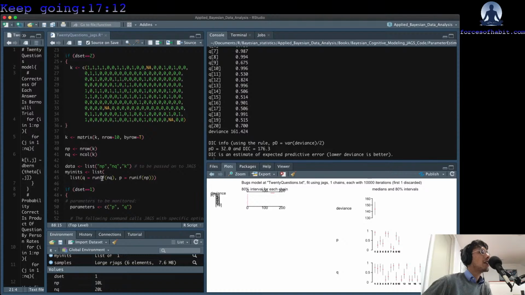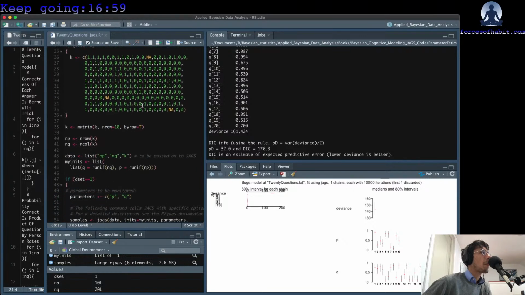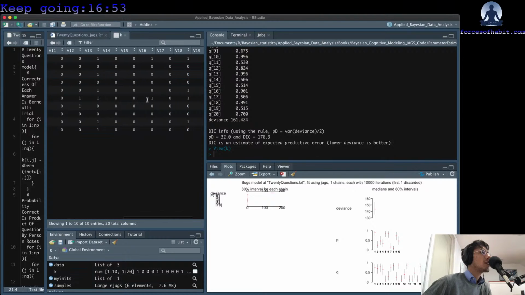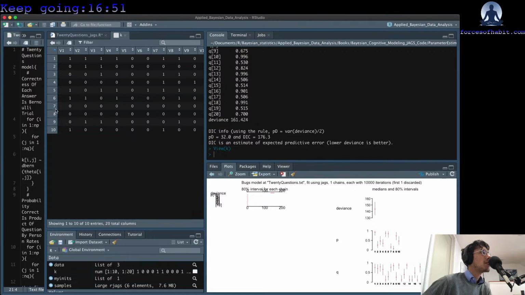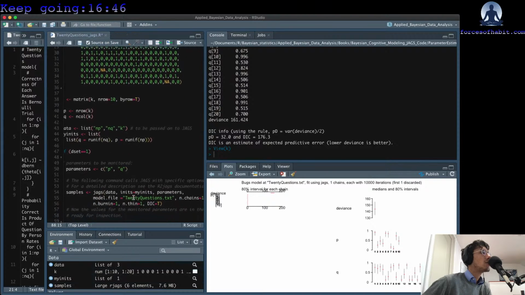Here we initialized QP. We want to look at NP, NQ, and K. Or that's the data list we have. I'm working at the first data set, which is a complete data set. We create a matrix. Sort of looks like the table. Supposed to represent the table: 10 people, 20 questions, answers in the cells.